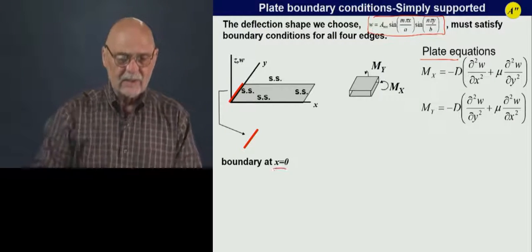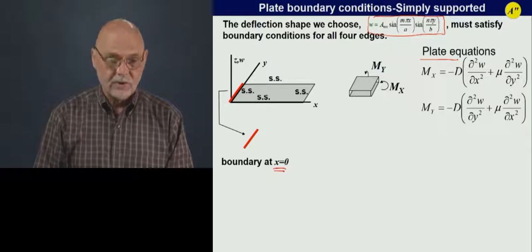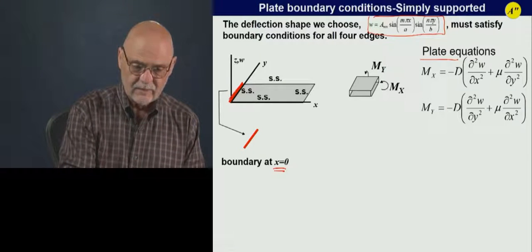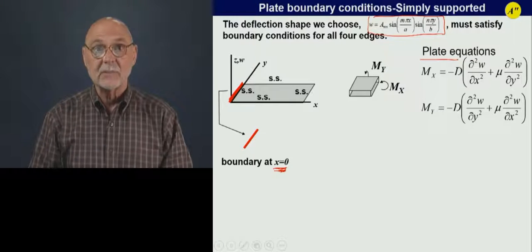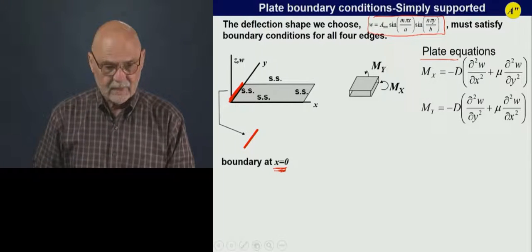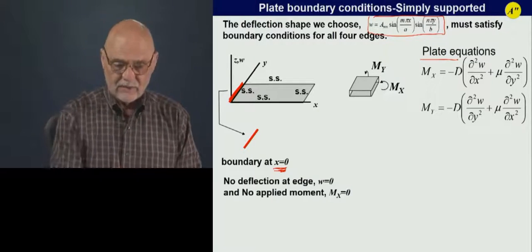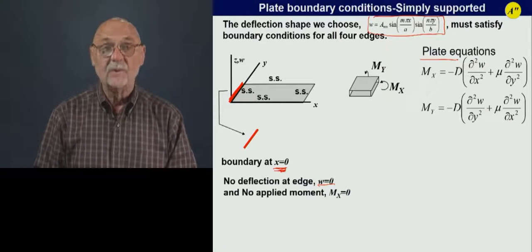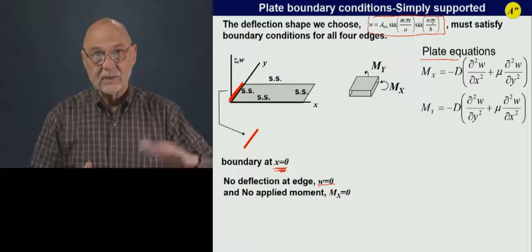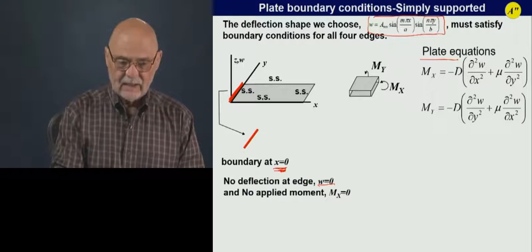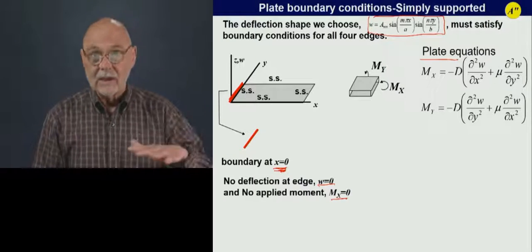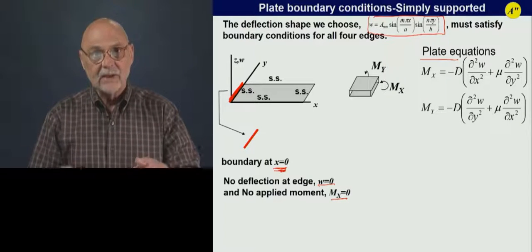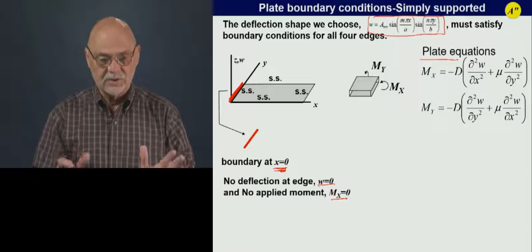Here's the boundary at x equal to 0. This whole little line is at x equal to 0. So that's a boundary of the plate. And we have two boundary conditions there. One is we're saying that there's no deflection of the edge, that it's not moving up or down, and there's no applied moment. All we have there is an applied stress, and we're not trying to twist it or bend it at the edges.